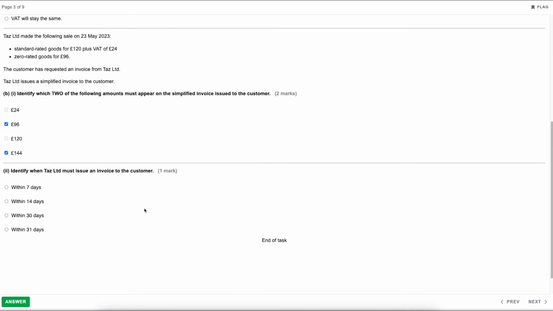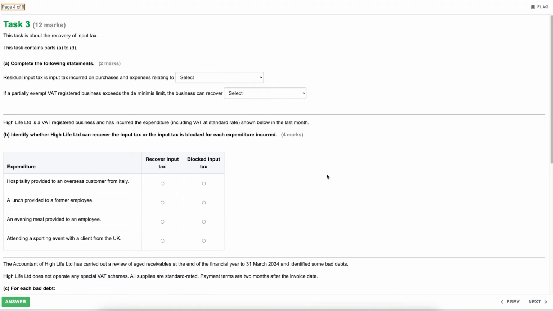Part 2 of Part B, identify when TAS Limited must issue an invoice to the customer. Under HMRC rules, a business must issue an invoice within 30 days of the goods being supplied. So quite straightforward, it would be within 30 days. That wraps up Part 2. Again, hopefully nothing too painful there. We can now move on to Part 3.